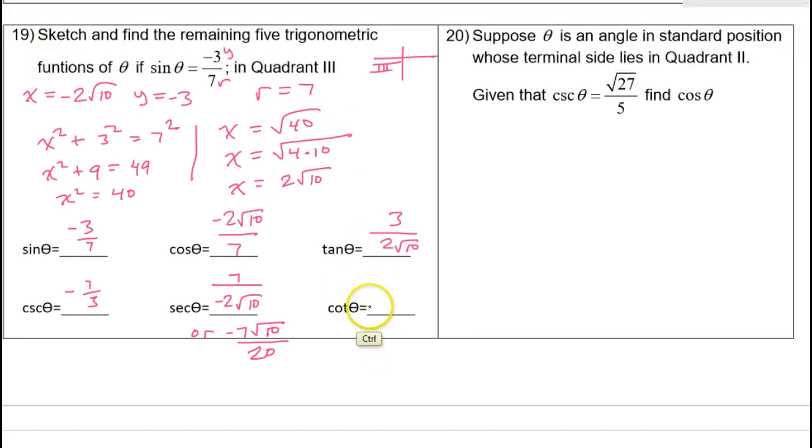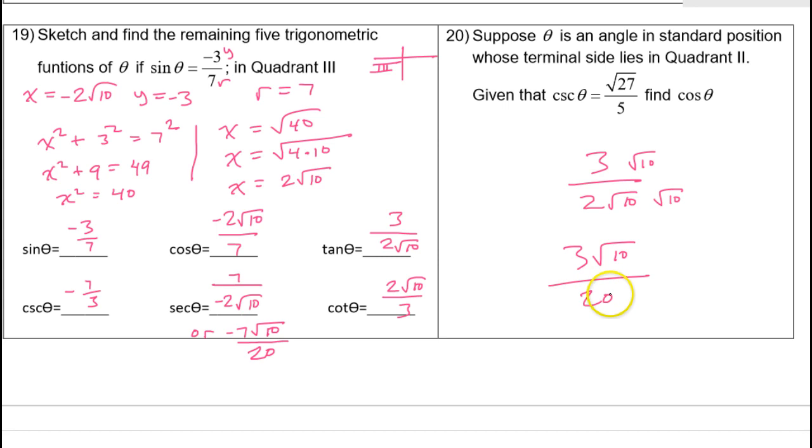Before I do that though, cotangent should be the reciprocal of this. So that's going to be 2 radical 10 over 3. So that's fine. Okay, but this one, I'm going to rationalize the denominator again. So 3 over 2 radical 10. If I multiply by radical 10, numerator and denominator, that's going to give me 3 radical 10 over 20 again. Okay, because again, this is 2 times 10. So I really should write this as 3 radical 10 over 20. Alright, so that's it for number 19.